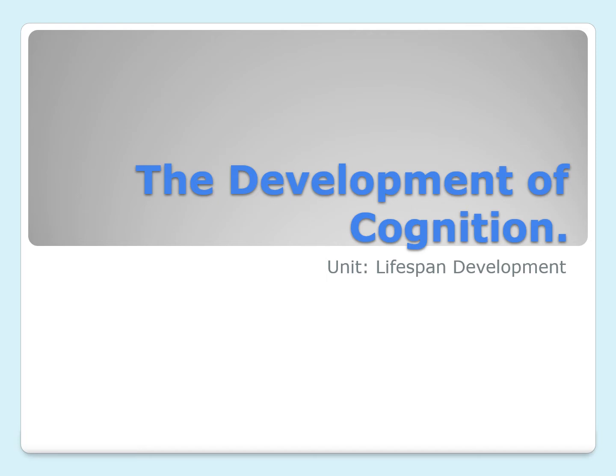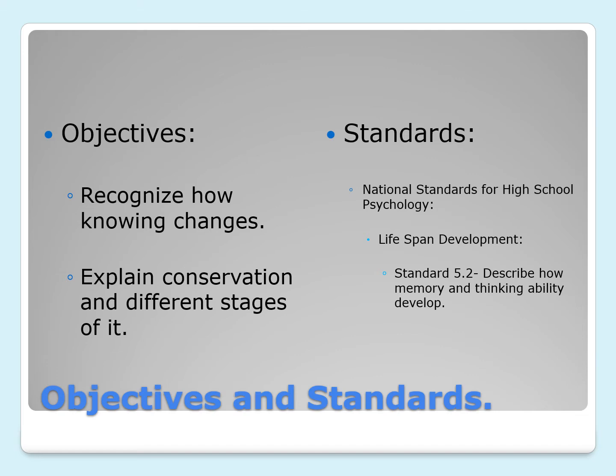So today we'll be looking at the development of cognition in children. The objectives and standards today are to recognize how knowing changes and to explain conservation and the different stages of it. And just take a look at that standard there, please.